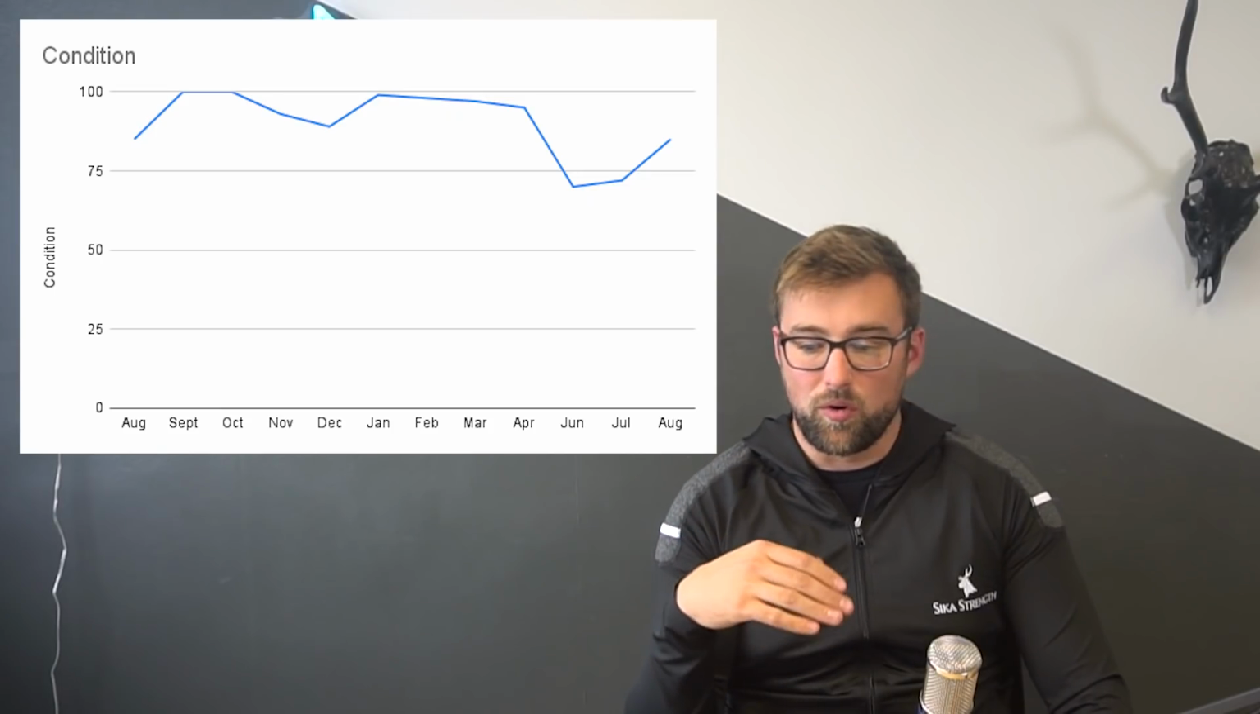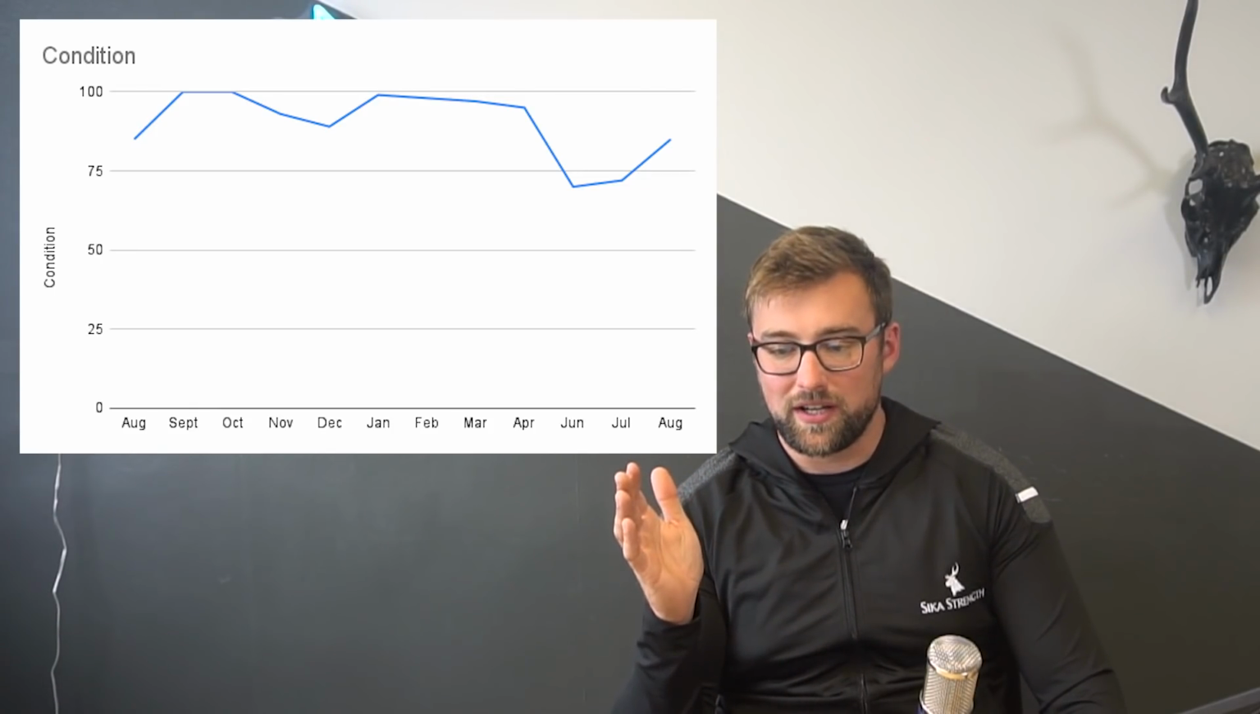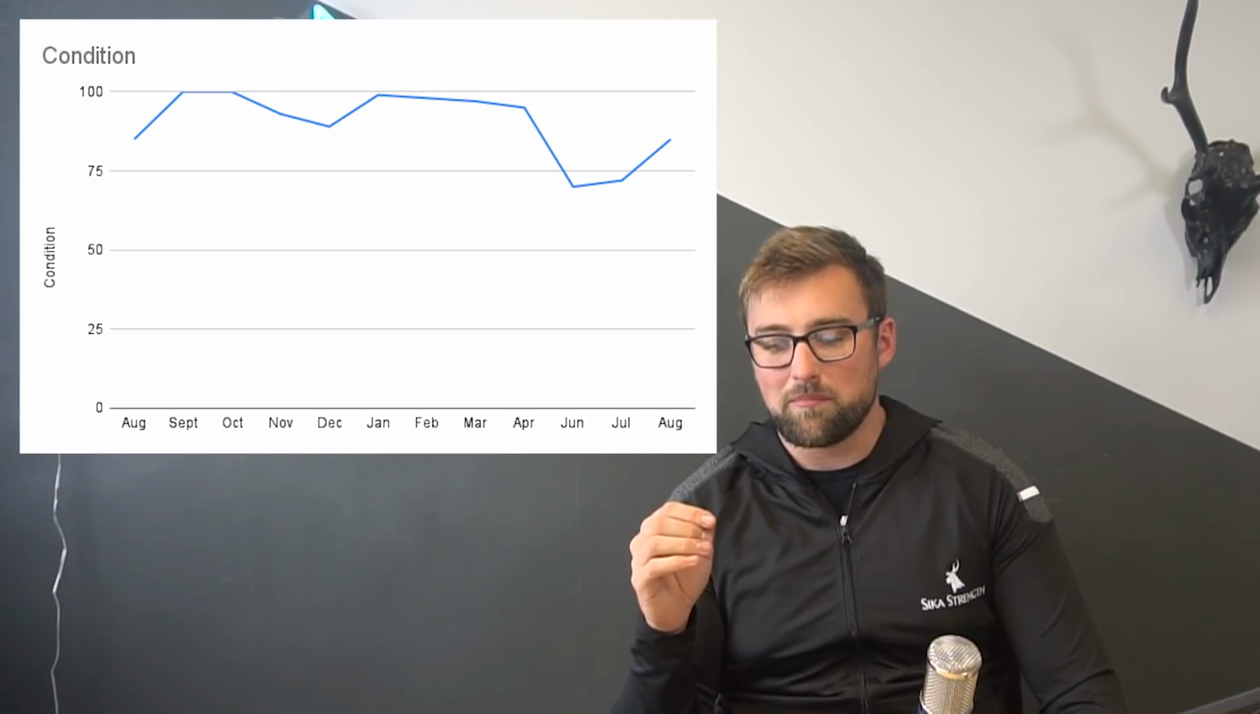Running along with this, we tend to get aerobic values go up quite high. So aerobic values in September, October, November are quite high. They may drop down in November, December.